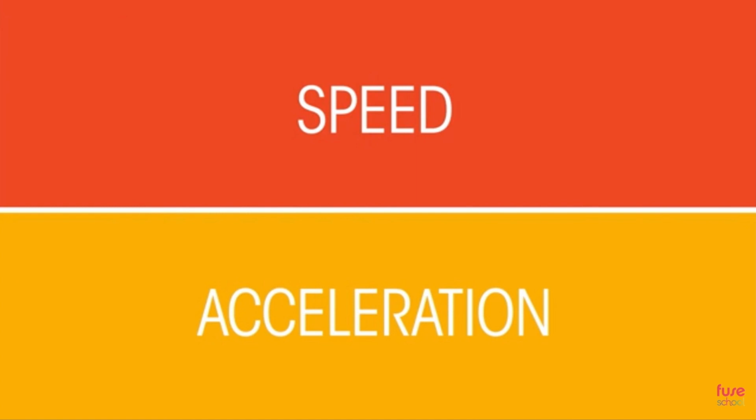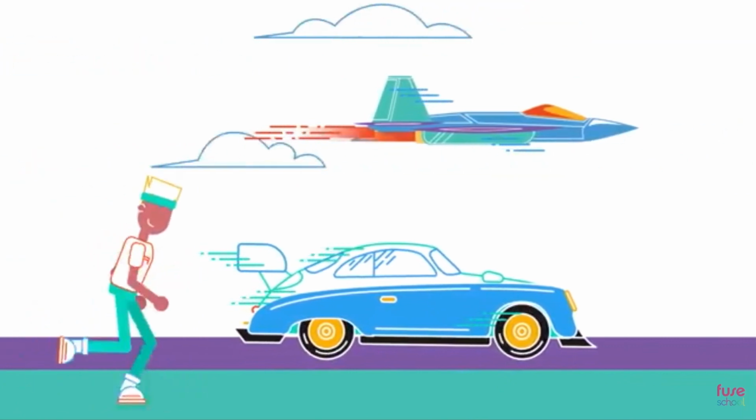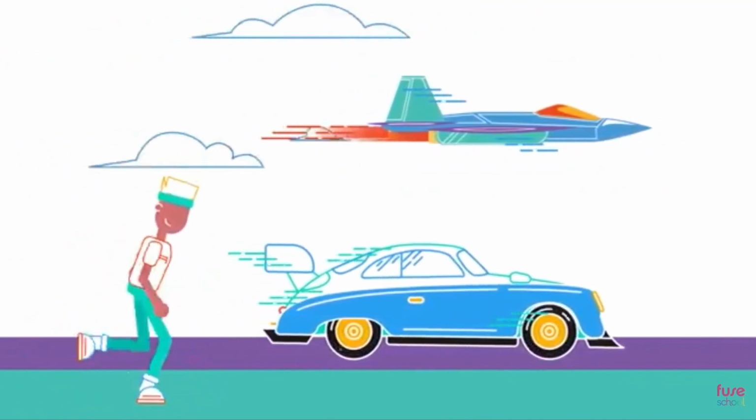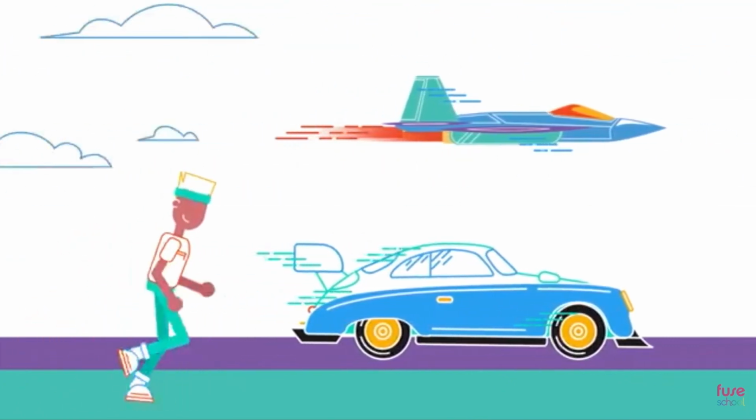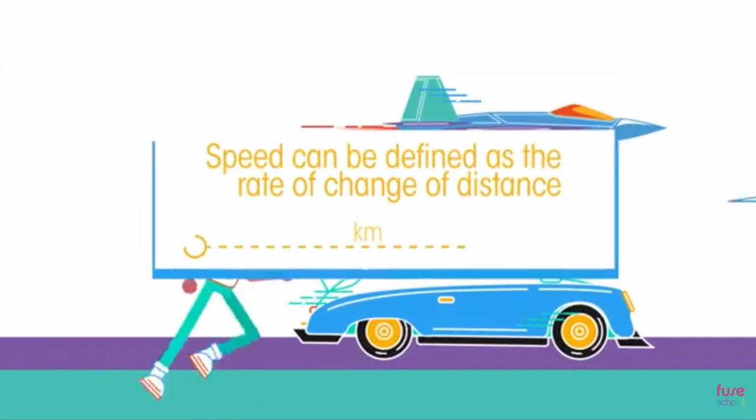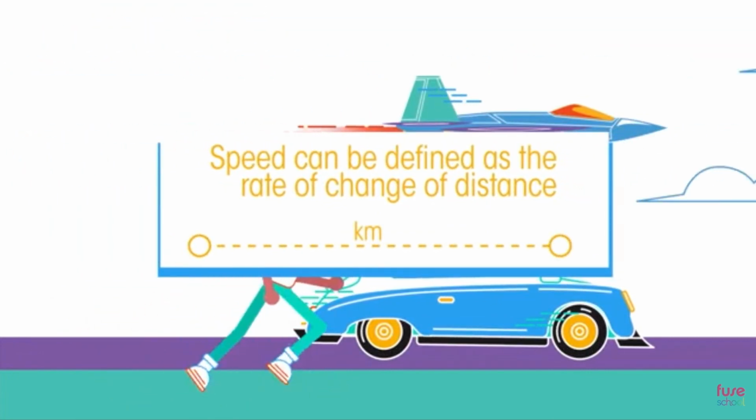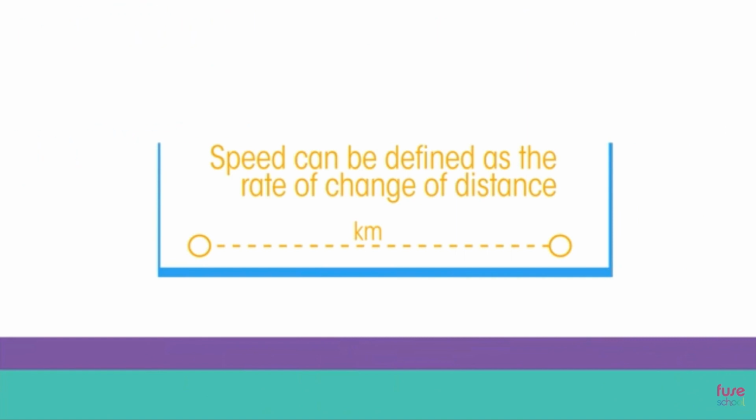Speed and acceleration are physics concepts that we encounter every day, and an understanding of these concepts is crucial to most areas of physics. We think of speed as something we have when moving, and this forms the basis of speed's definition. Speed can be defined as the rate of change of distance. What exactly does that mean?